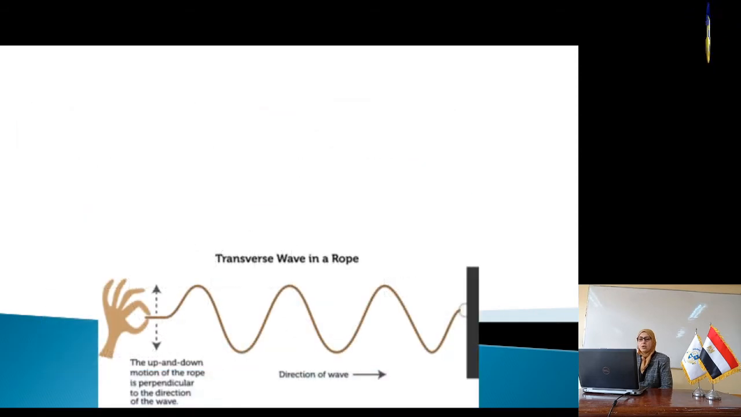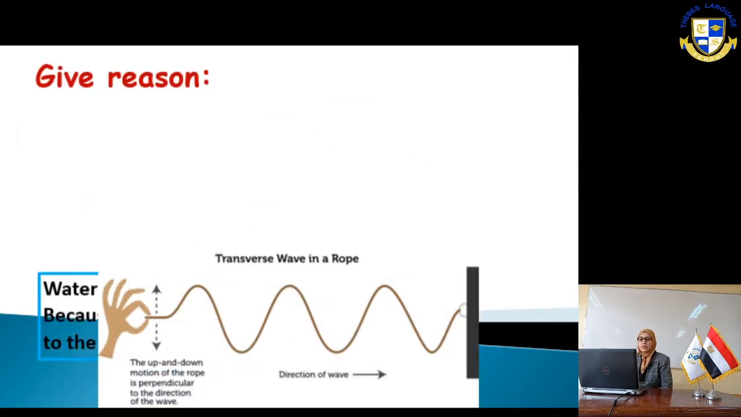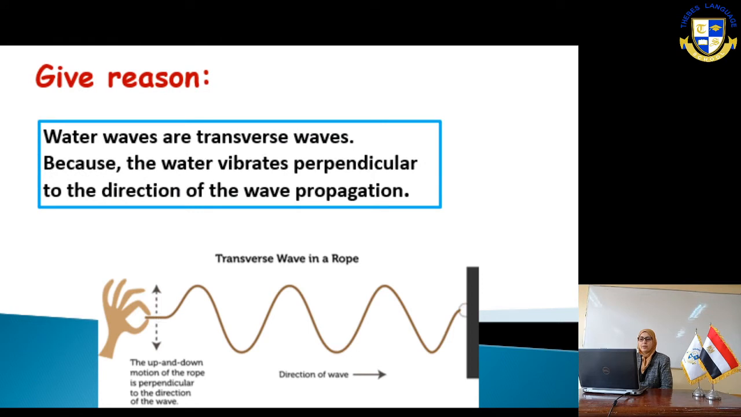Slide number 6. Give reason. Water waves are transverse waves because water vibrates perpendicular to the direction of the wave propagation. Here we have a figure to show the transverse wave. Here we can see that the water waves are transverse waves. It moves up and down. So the up and down motion of the rope here is perpendicular. It is like the water wave.